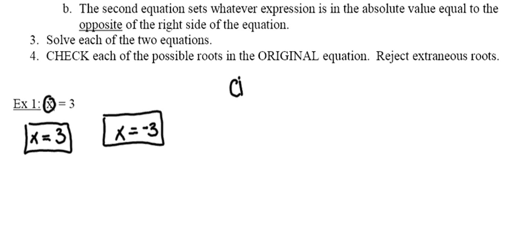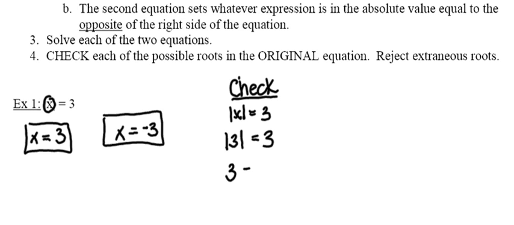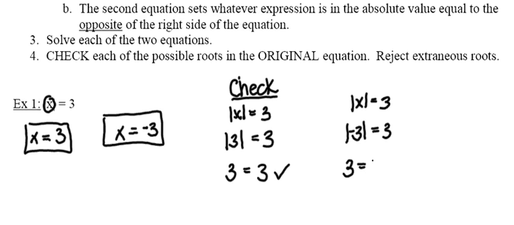I can check those two answers in my original equation. So what is the absolute value of regular 3? Remember, the absolute value keeps everything positive, so it does check out. The second answer we got was -3. And when we put -3 in for x inside the absolute value, remember the absolute value makes everything positive, so it does check. So those two are my solutions. Let's try example number 2.